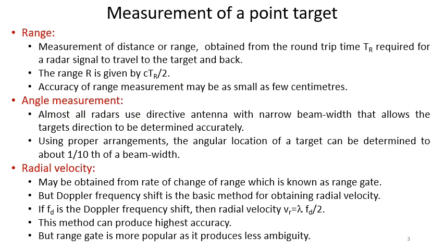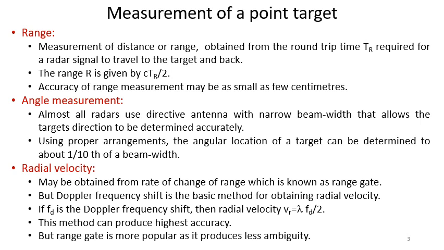Now we will consider the measurement of a point target. So for the case of range measurement, a distance or range is obtained from the round trip time Tr required for a radar signal to travel to the target and back. The range R is given by C Tr divided by 2. The accuracy of range measurement may be as small as a few centimeters only.